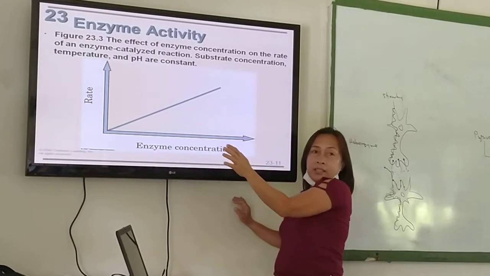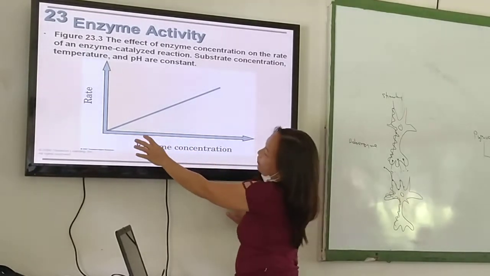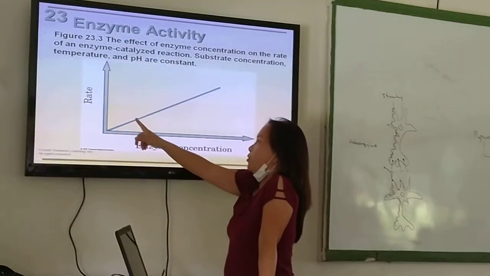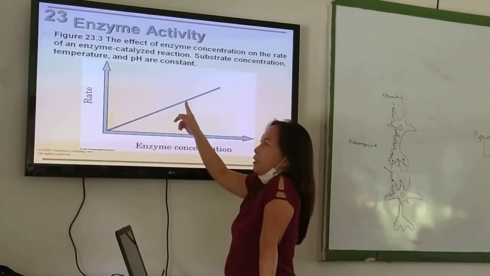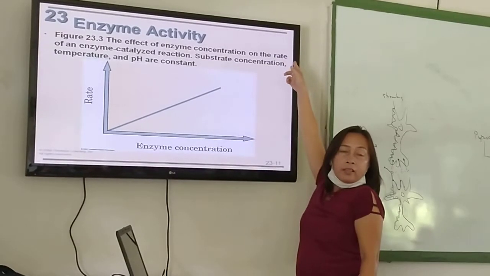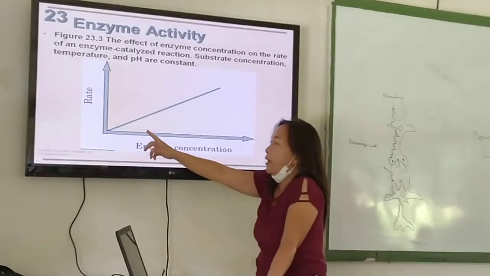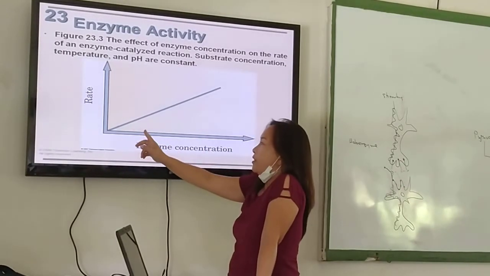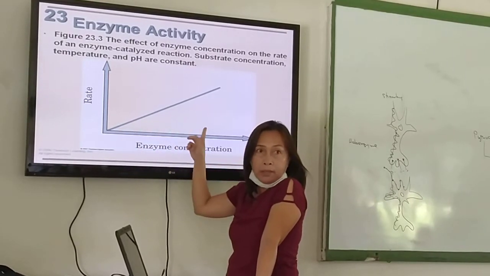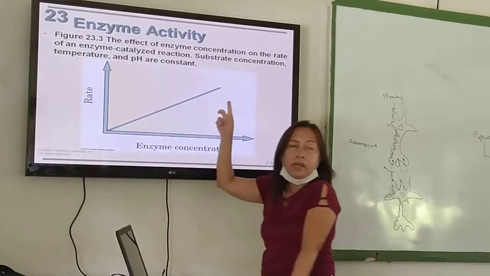So, in other words, this is what? Direct. This is, how do you describe it? So, when the enzyme concentration is increasing, the rate of chemical reaction is also increasing. Okay? So, directly proportional. Okay? Directly proportional yung relationship. The enzyme concentration with the rate of chemical reaction. Directly proportional. When you increase the rate of enzyme, you're also increasing the rate of chemical reaction.